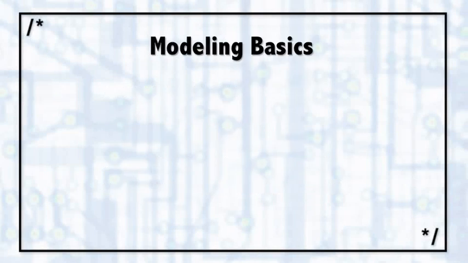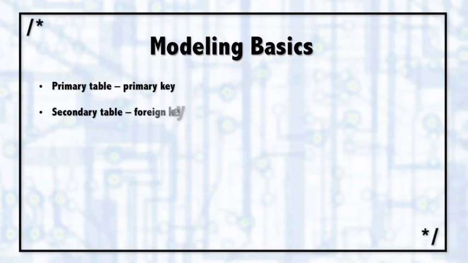Some key terms used throughout database modeling: the primary table and the secondary table. Think of these two tables as the parent-child table if you're relating multiple tables together. The primary table will always have the primary key. The secondary table is the one with a foreign key. In a few moments, I'm going to show you several patterns using the primary and secondary tables.